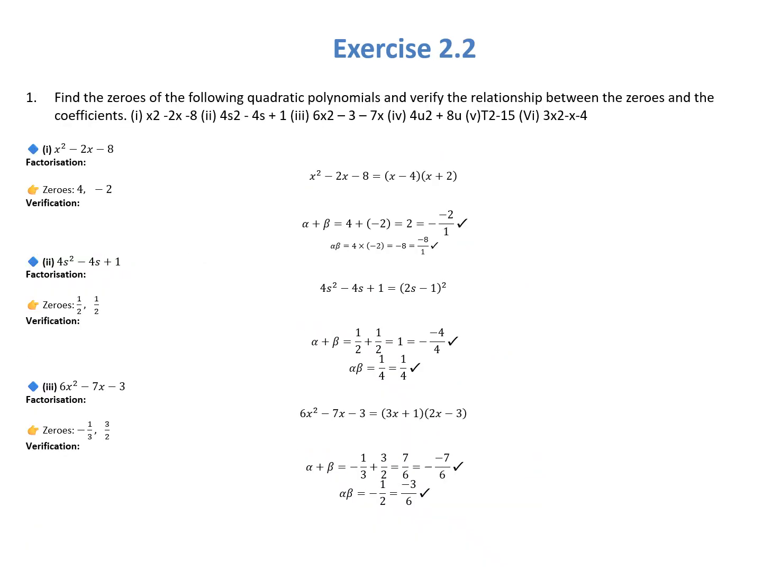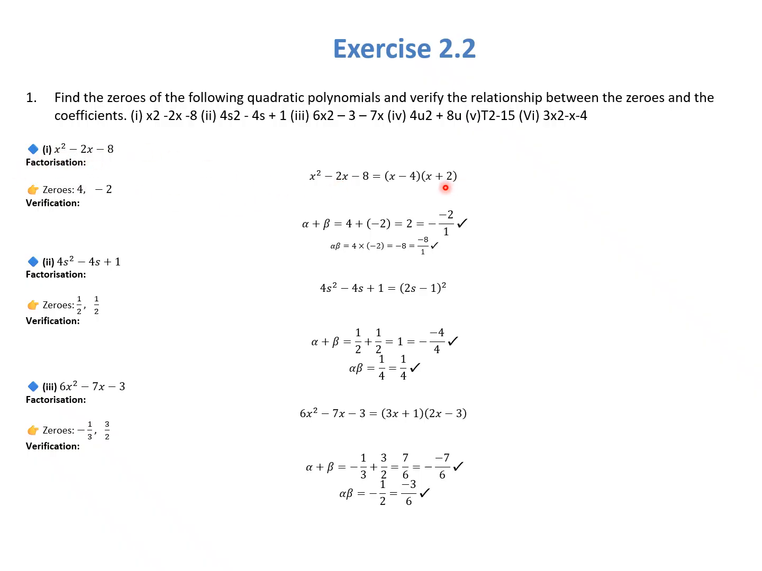Okay, now we're going to talk about exercise 2.2, wherein we have solved all the questions and CRT questions here. So what we have to do in this is find the zeros of the following quadratic polynomials and verify the relationship between the zeros and the coefficients. So we'll apply the same logic here. So we have a given equation.